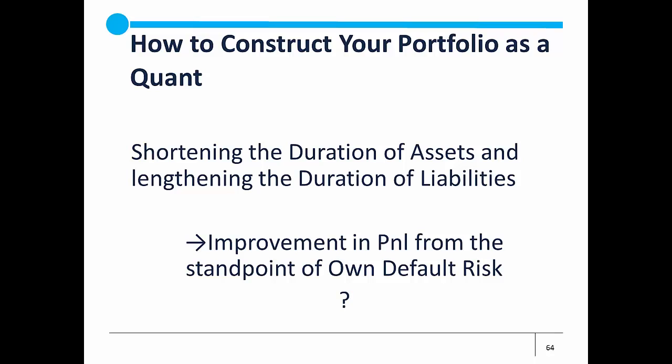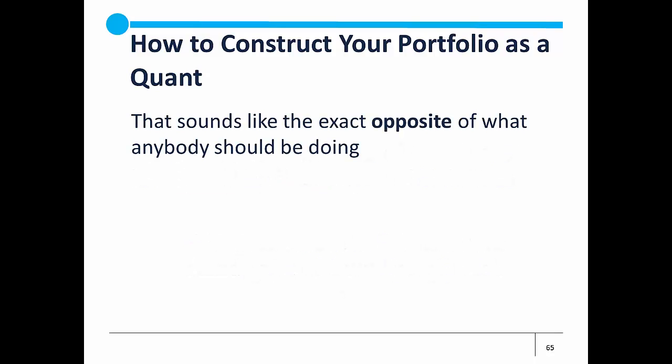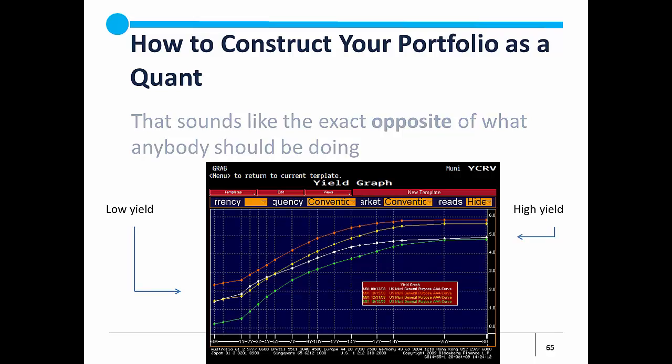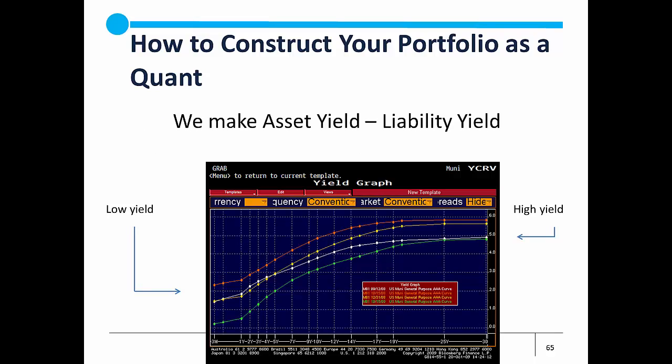Now, does that make any sense whatsoever? That sounds like the exact opposite of what anybody should be doing, right? If we have a look at any yield curve anywhere, we have a short end where the curve pays low yield, and then we have a long end where the curve pays high yield. Now, what we actually make is the yield on our assets minus the yield on our liabilities. That's just banking 101, right?